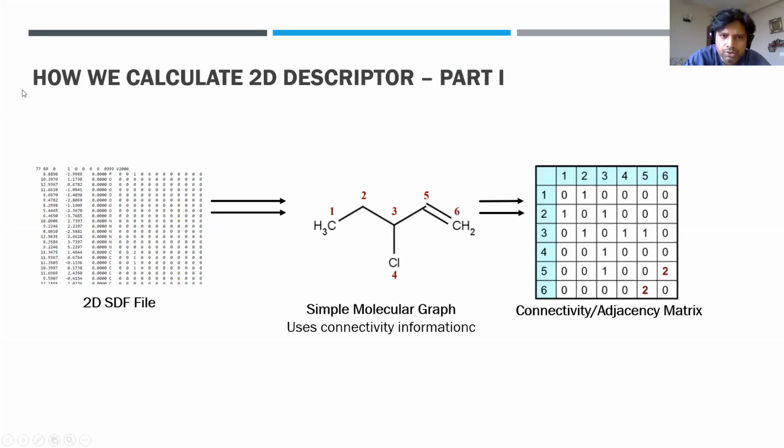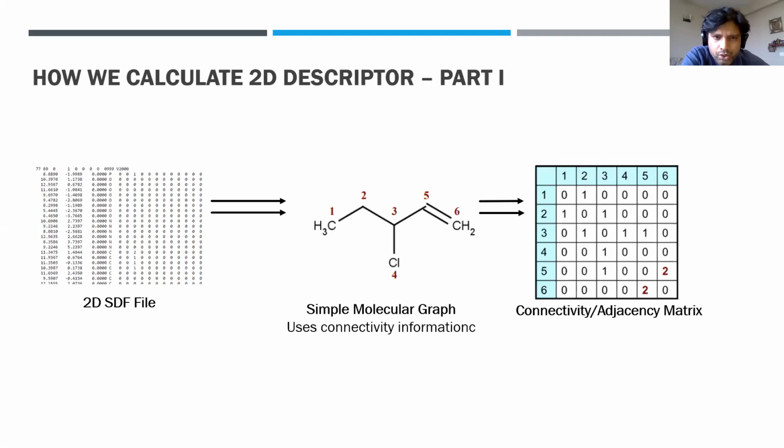Now, this is the same example. We have a 2D SDF file. From the SDF file we can make a simple molecular graph, and that simple molecular graph can later be transformed into a matrix, which is called the connectivity matrix. Just be a little more focused, because I will explain. I cannot go through each and every descriptor, but I'm giving you the idea of how we come up with 2D descriptors, and how we can design our own 2D descriptors.